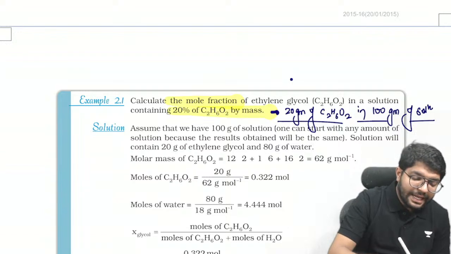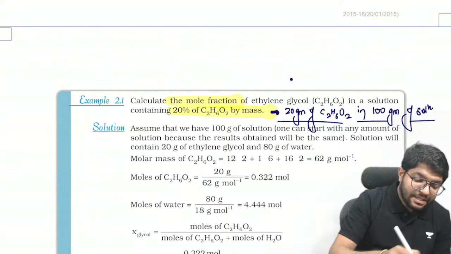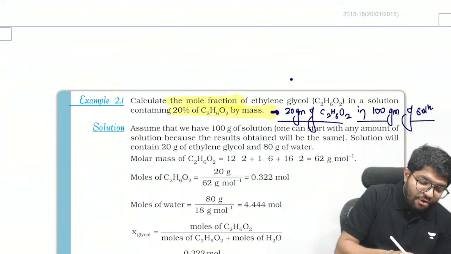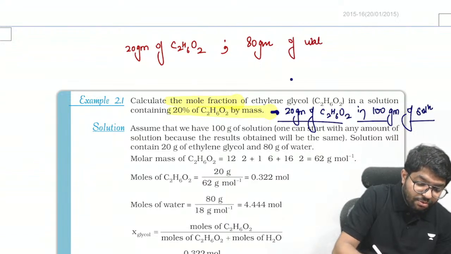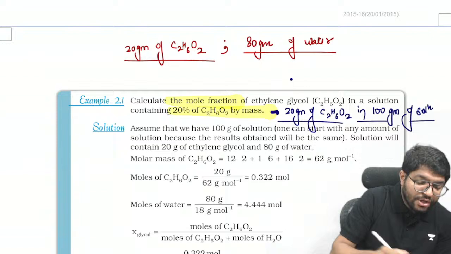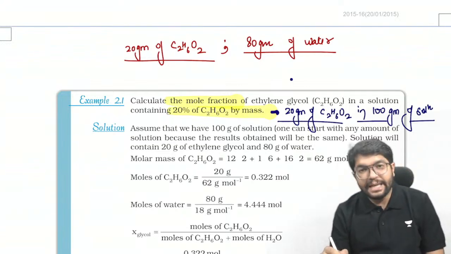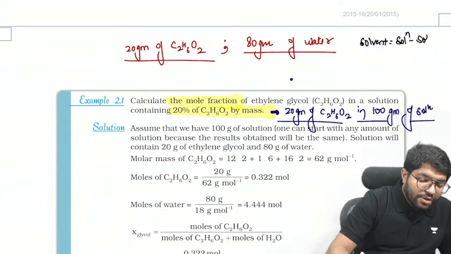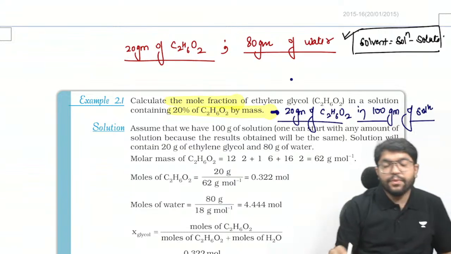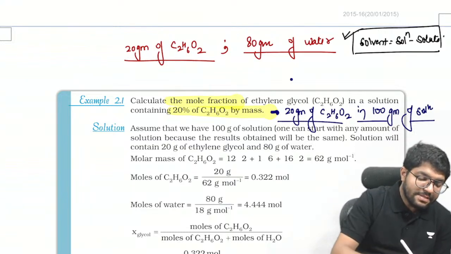So how do we take it? 20 grams of C2H6O2, and therefore 80 grams of water, because 100 grams is the mass of the solution. So what will be the mass of solvent? 80 grams, right? Solvent is equal to solution minus solute.